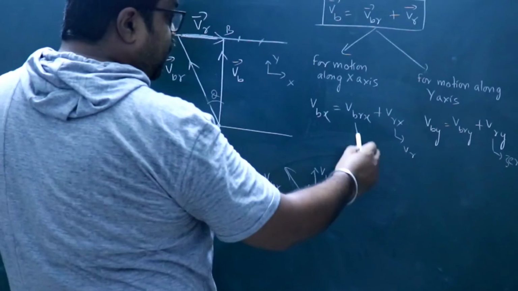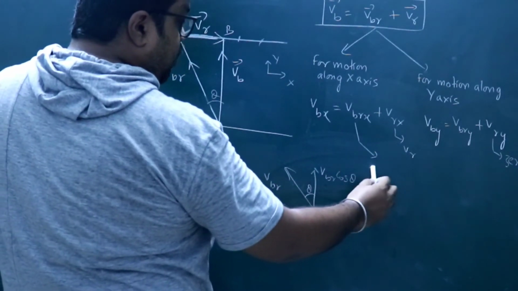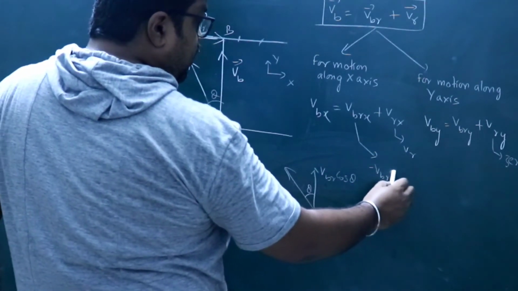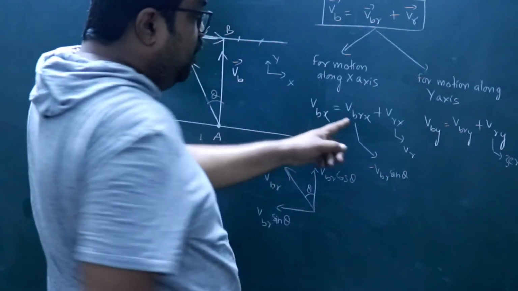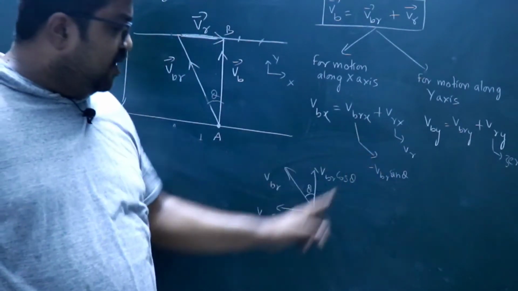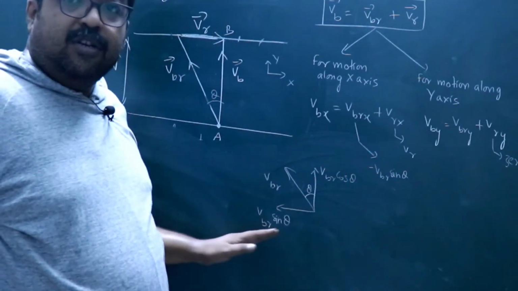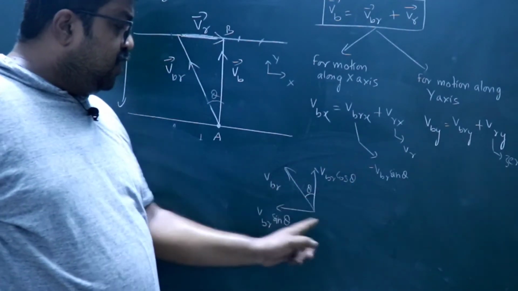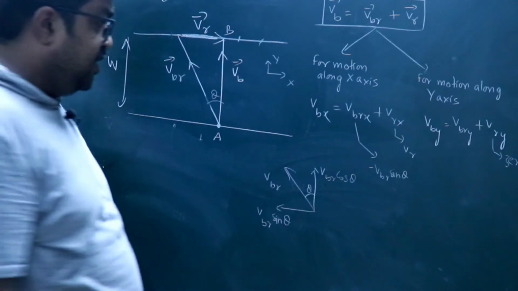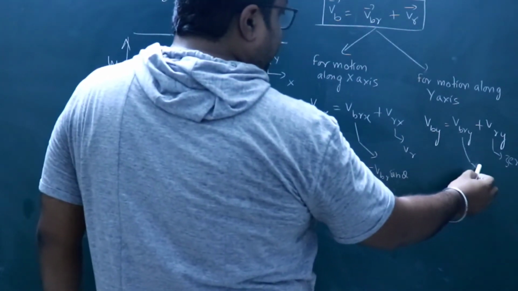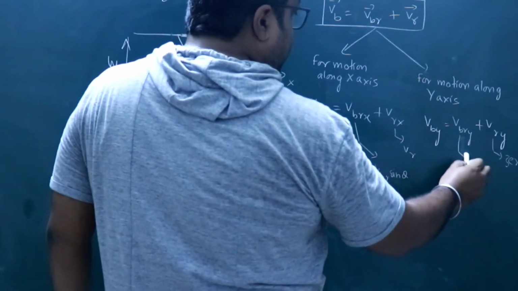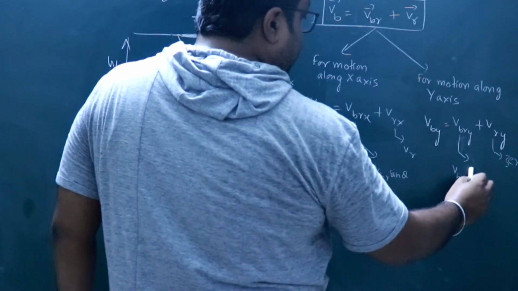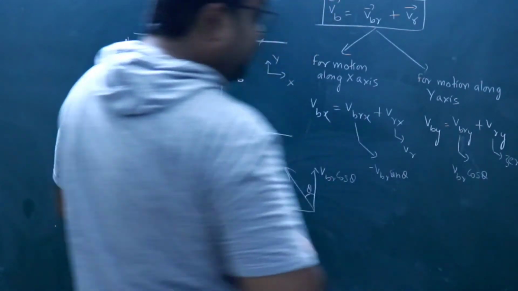So that means vbrx, the x component of vbr, will be minus vbr sin theta. This is the horizontal direction, the x-axis, and this is the vertical direction, the y-axis. It is minus vbr sin theta because it is along the negative x-axis. And this vbry will be vbr cos theta.